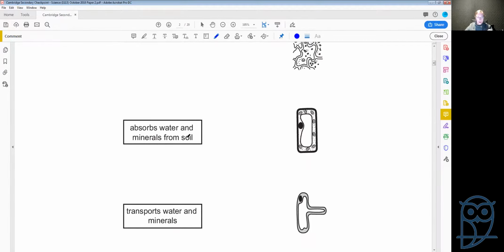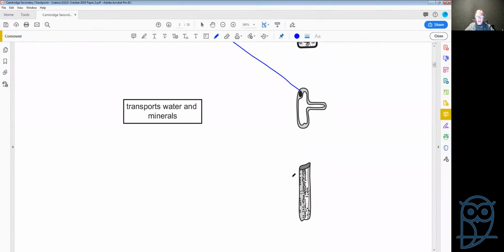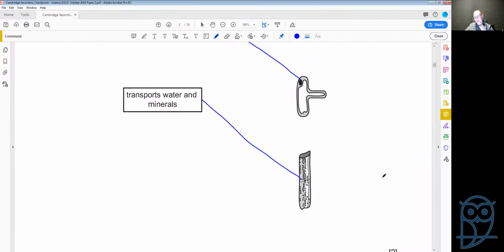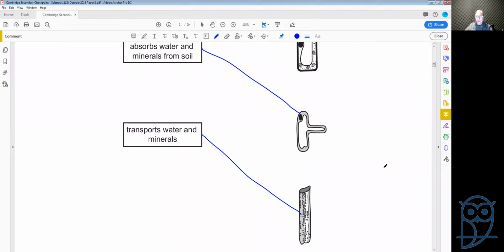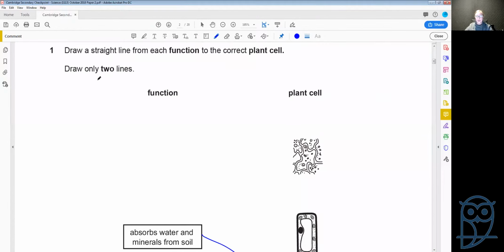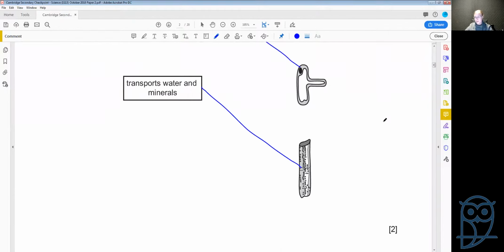So let's see. Absorbs water and minerals from the soil. So this is obviously a root cell. So you would draw a line like that. And then transports water and minerals, that would be that one. So this question is fairly straightforward. Where you would get your marks is literally just for these 2 lines. They will, however, subtract marks if you draw extra lines, since they told you to only draw 2 lines. Okay.